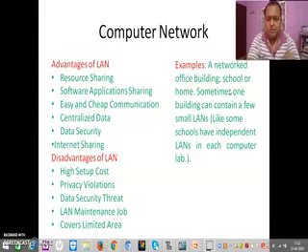So repeating, advantages are resource sharing, software application sharing, easy and cheap communication, centralized data, data security, internet sharing. Disadvantages of LAN: high setup cost, privacy violations, data security threat, LAN maintenance job, covers limited area. Now examples of a computer network are a network of a building, school or home. Sometimes a building can contain a few LANs, like schools have independent LANs in their computer labs or different blocks of their buildings.